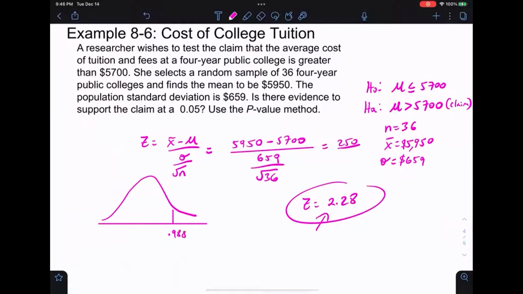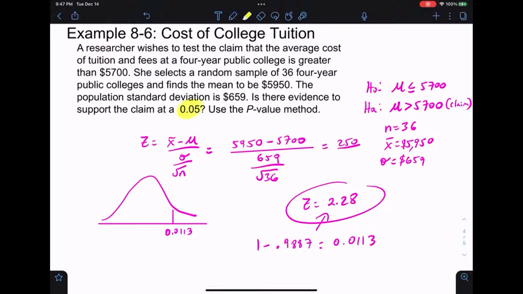But remember, I need to subtract that from 1, because this is a right tail test. Remember when we had 1 minus alpha for the right tail test? The same thing applies. I have to subtract the probability 0.9887 from 1. If you do that, 1 minus 0.9887, you get 0.0113. This is the p-value that you found. Reject or not reject is based on alpha and this p-value.